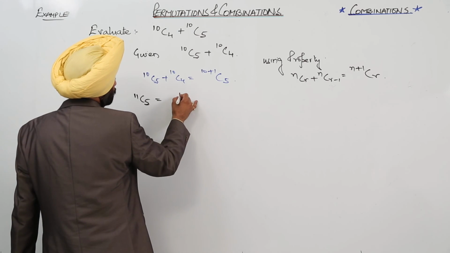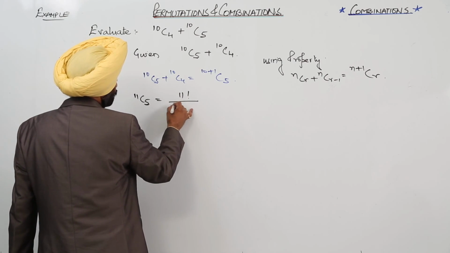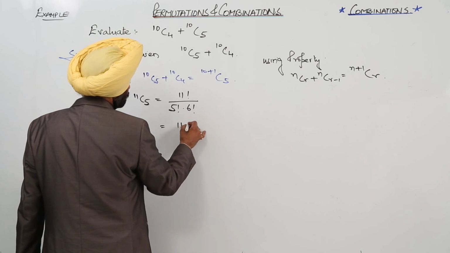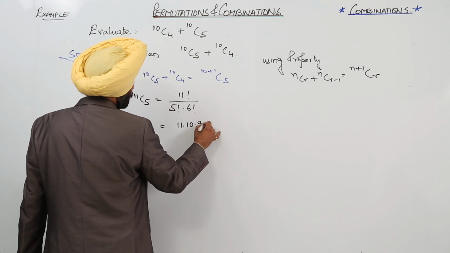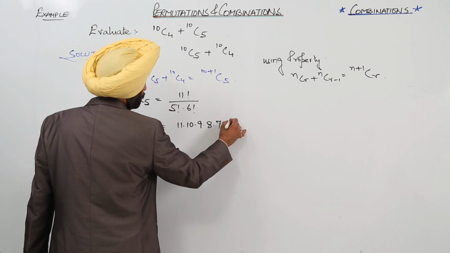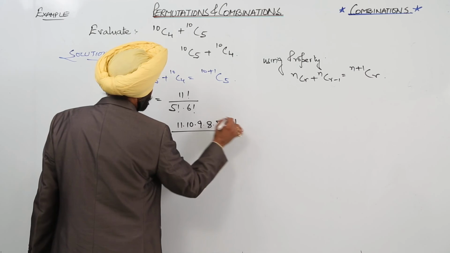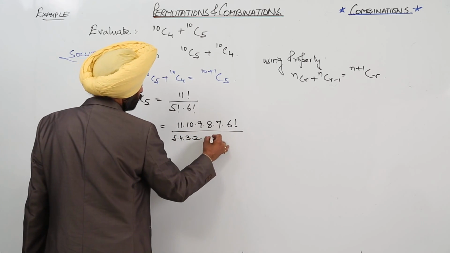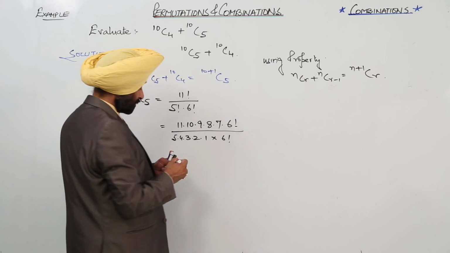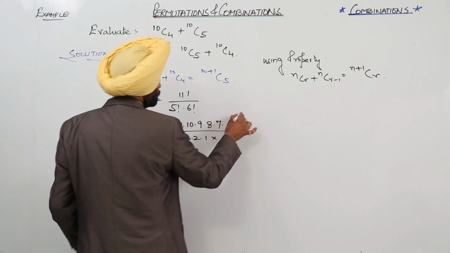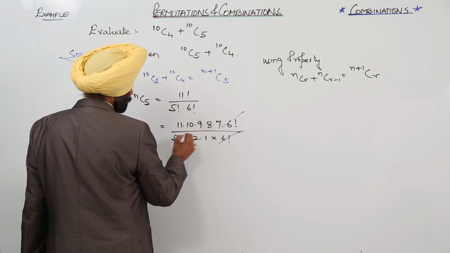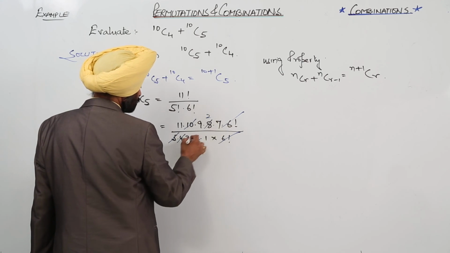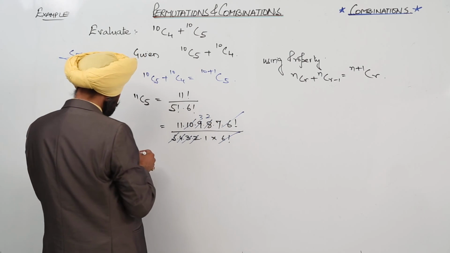11C5, that is now 11 factorial upon 5 factorial times 6 factorial. That is 11 times 10, 9, 8, 7, 6 factorial upon 5, 4, 3, 2, 1 times 6 factorial. Okay. Now this and this cancel. Now 5 and 2 with 10, 4 with 2, 3 and 3.